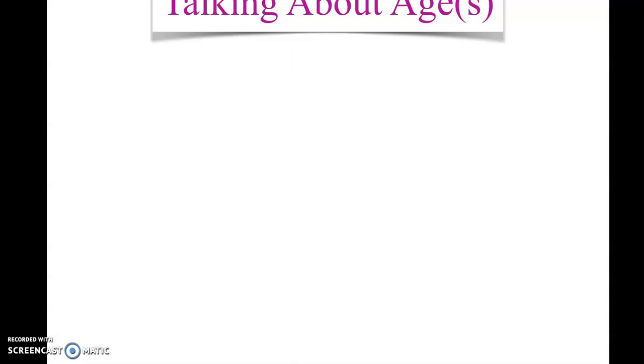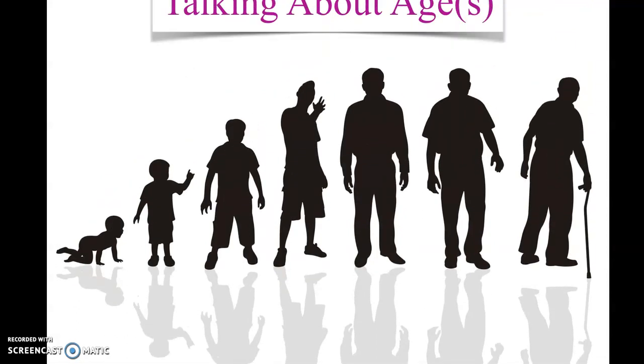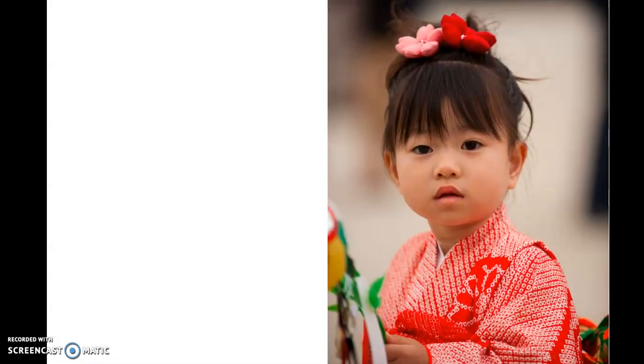We have some different vocabulary we use depending on how old you are, from the very beginning to the very end. Let's look first at some general vocabulary related to the idea of age. Here is a little girl, her name is Akari. We want to talk about her age, how old Akari is.